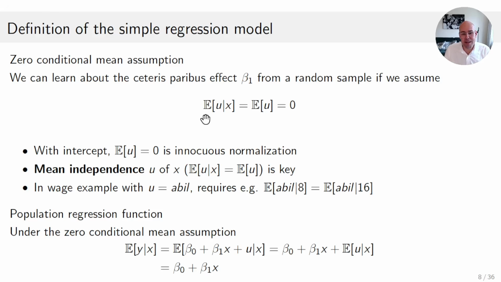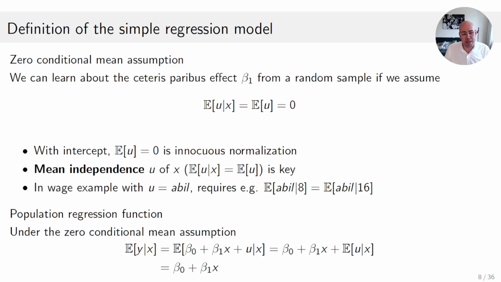So this says really that the expectation of u does not depend on x, because the expectation of u given x is equal to the expectation of u. What the expectation of u then is not really important, whether it's 0 or 5. This is just this innocuous normalization. But what is important, and this is the zero conditional mean assumption, is that the expectation of u given x is equal to the expectation of u.